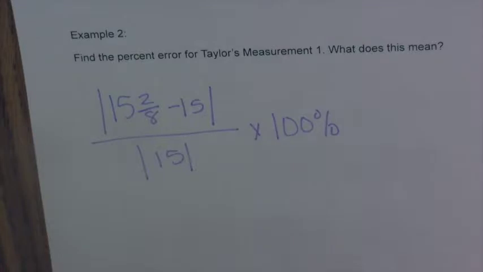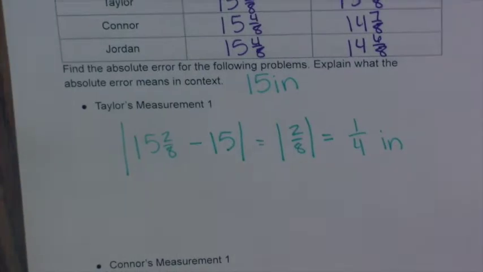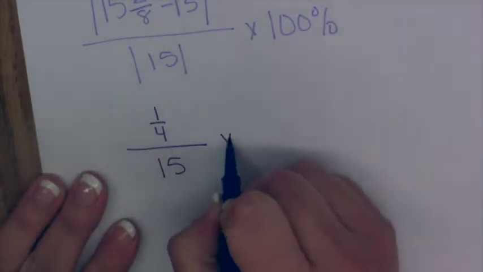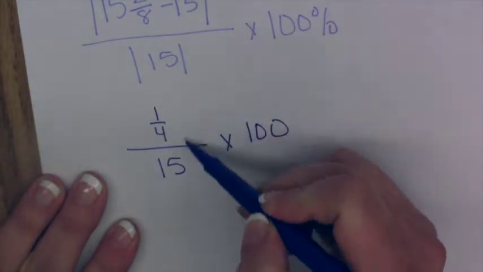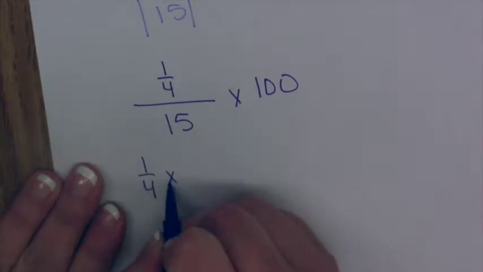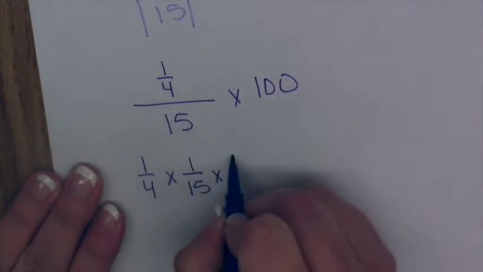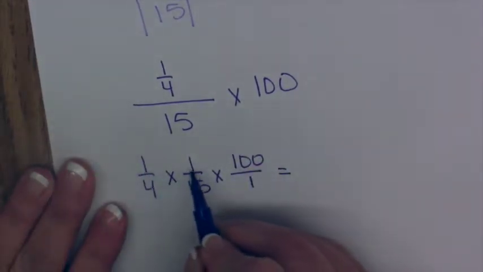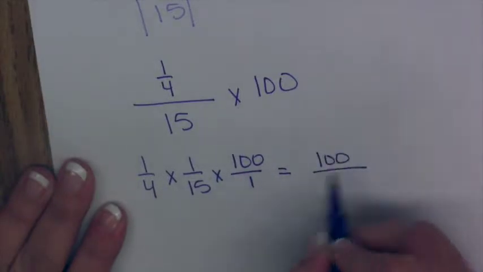Okay, so now to work this, we subtract out, which we already found for this top part. In our first example, we found that it was equal to 1/4 of an inch. So 1/4 over 15 times 100. To divide fractions, we keep, change, flip. So 1/4 times 1 over 15 times 100. I'm going to make that into a fraction. So we can multiply 1 times 100 is 100. 4 times 15 times 1 is 60.